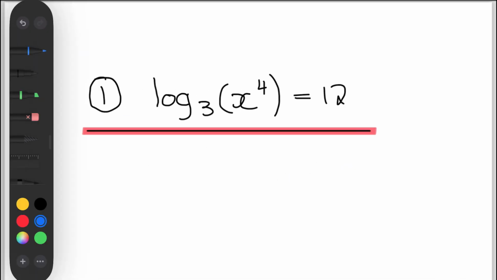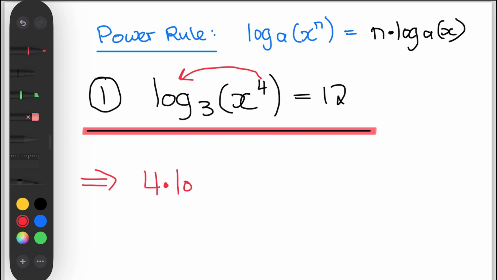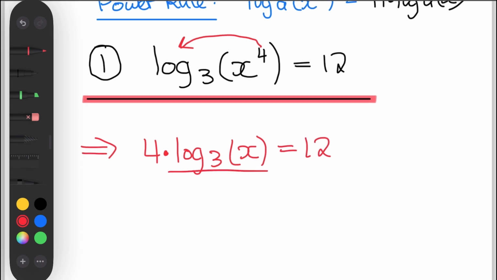Now for question 1, we have log to the base 3 of x to the power 4 is all equal to 12. And now using the power rule, I'm simply going to take down the exponent of 4 out into the front. And we're simply going to have 4 multiplied by log to the base 3 of x is all equal to 12. And now, in order for me to isolate log to the base 3, I'm simply going to divide both sides by 4. Because what you do on one side, you have to do on the other.